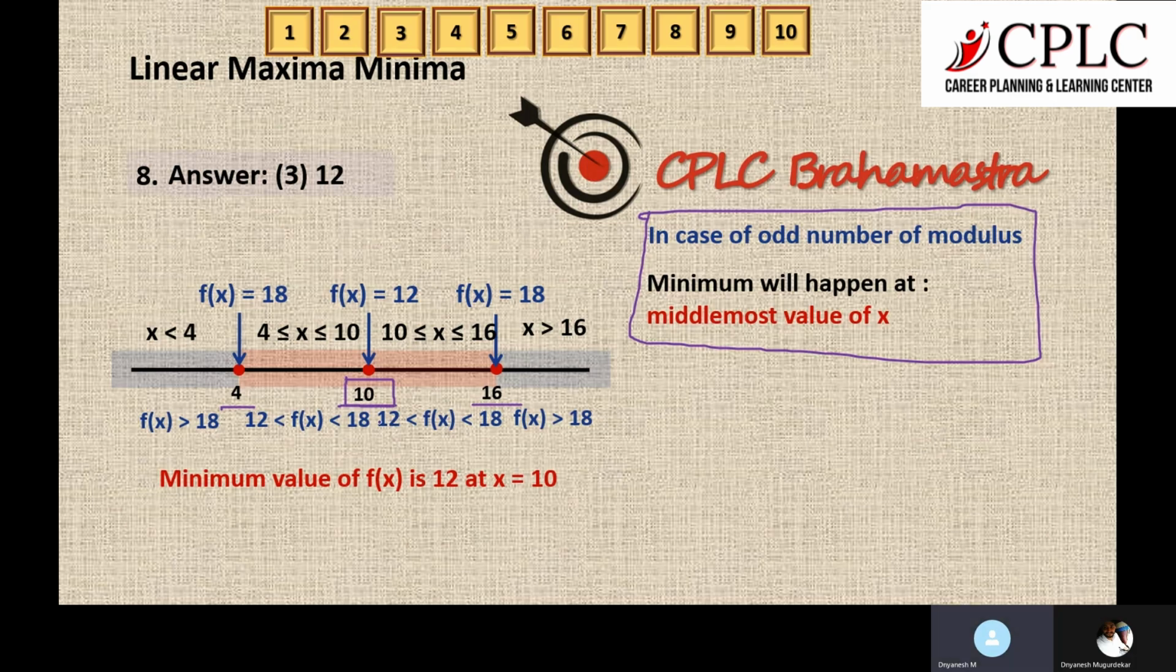So what you are going to do is substitute x is equal to 10 in the original expression, and you'll get the answer, which is 12. So the answer is option 3. The minimum value of the function is 12, and it happens when x is equal to 10.